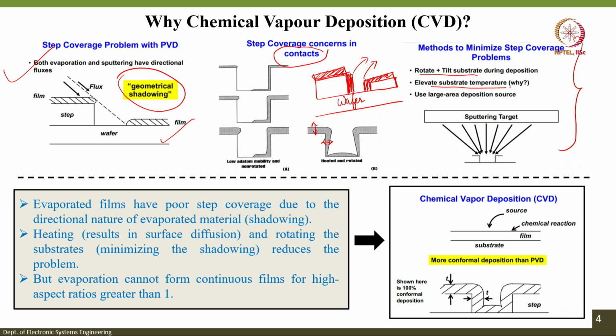Also, you can raise the substrate temperature. What happens when you raise the substrate temperature after depositing a thin film is that it results in enhanced surface diffusion, and when the substrate is rotated, it will minimize this shadowing effect. So these are a few techniques that can be used to minimize this step coverage concern. Also, you can use a deposition source that covers a larger area.